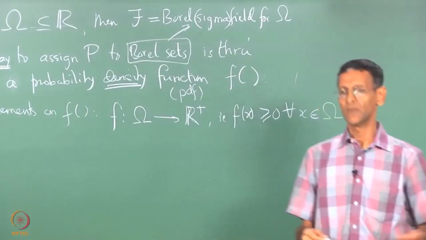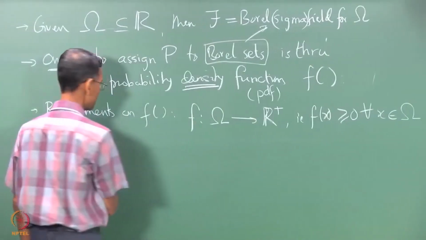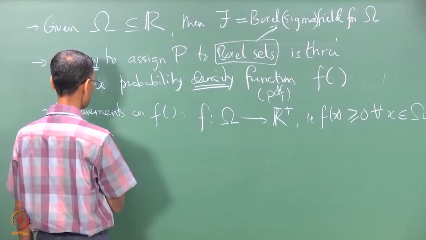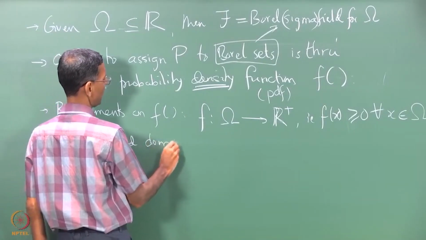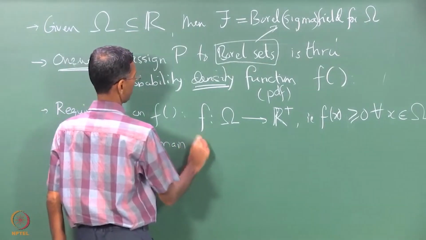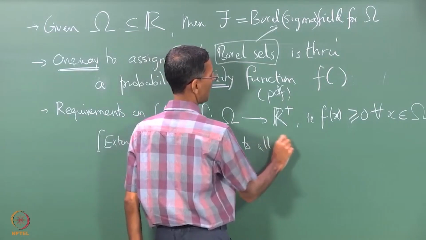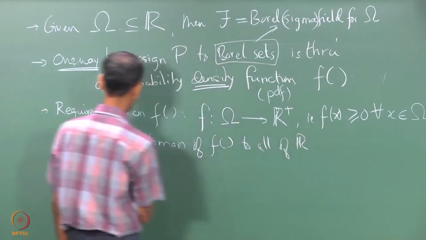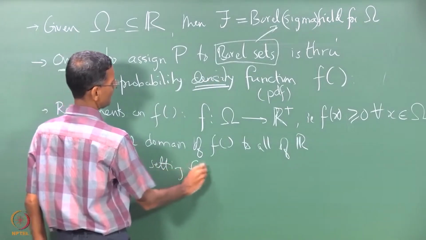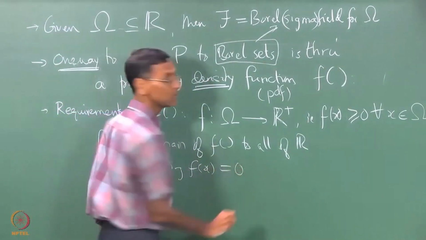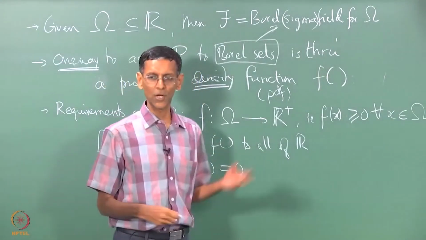by looking at the whole real line. So let me say that is just a convenience, right. So extend the domain of f to all of R. How do you do this? By setting f of x equal to 0 for x not in omega.